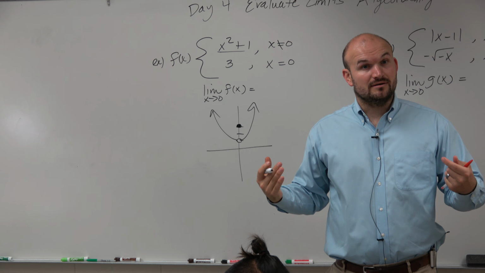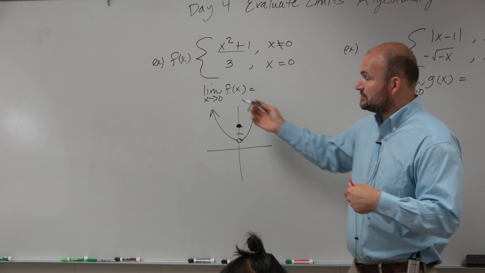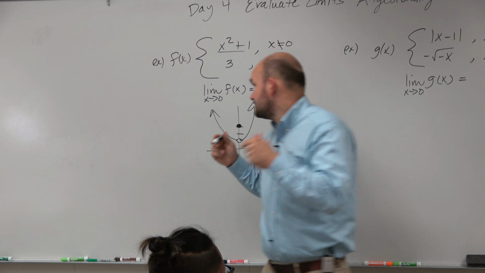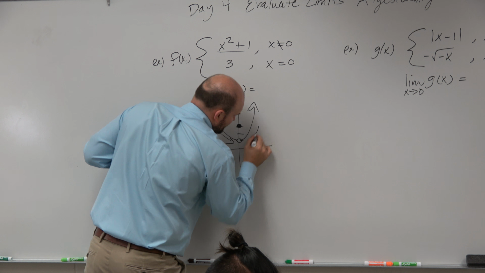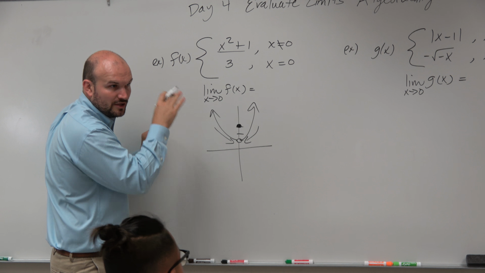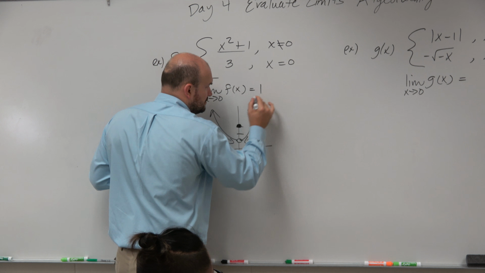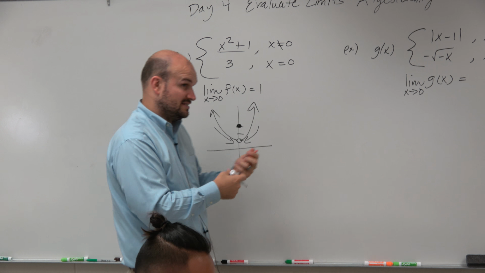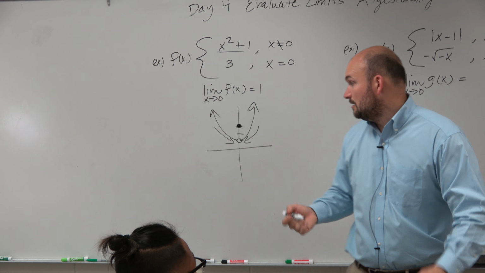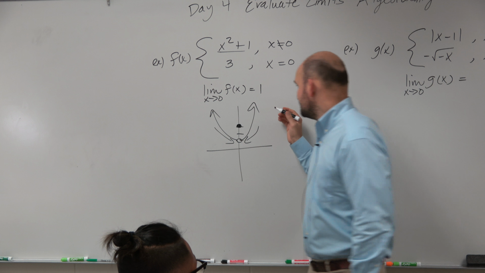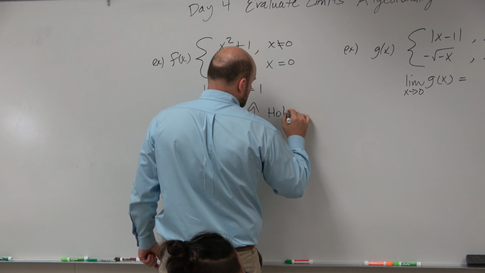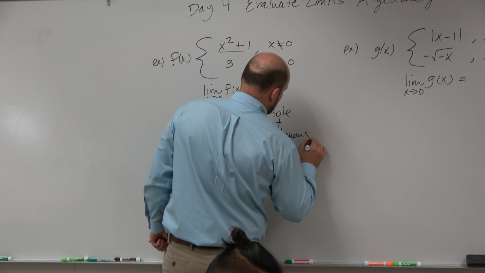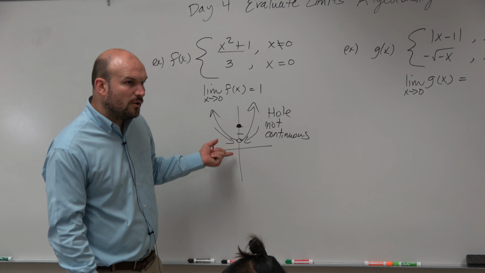OK? Now, again, I asked you a couple of questions. First, I asked you, what is the limit? So now that we can graphically see this, where are we approaching from the left and from the right? What y value, what height are we approaching? 1. Very good. Right? And then I asked you, is this a discontinuity? And if it is, describe it. Well, now we can see that this is just a hole, not continuous. Right? It's not continuous. There's a hole.